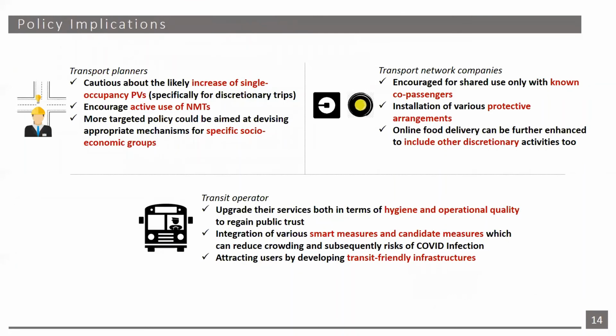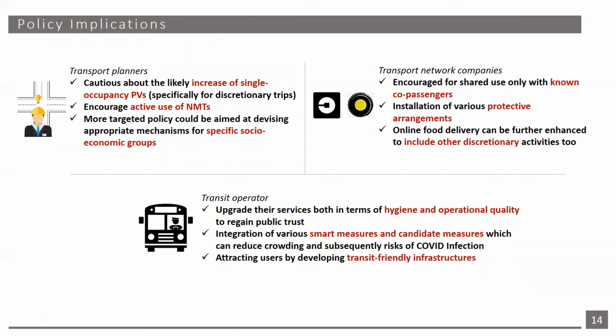And the last part, the policy implications. We have generally threefold policy implications for transport planners, transport network companies, and transit operators. The key takeaway is that you need to be cautious about the increase of single occupancy private vehicles. So we need to encourage the active use of NMTs, specifically for transit operators. They need to upgrade their service both in terms of hygiene and operational quality, and need to integrate various smart measures.